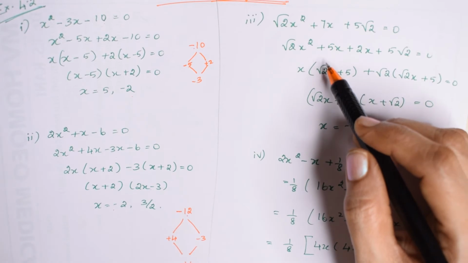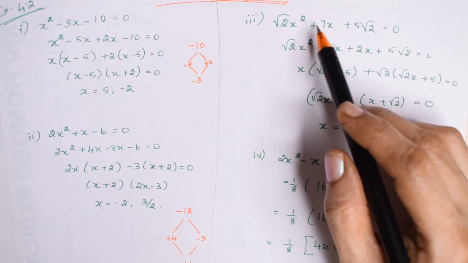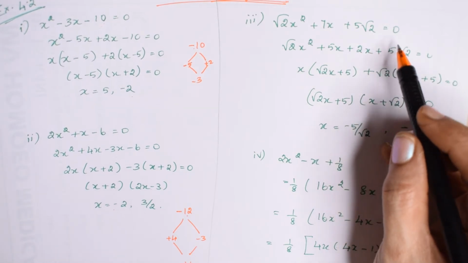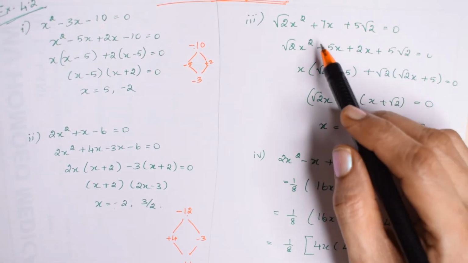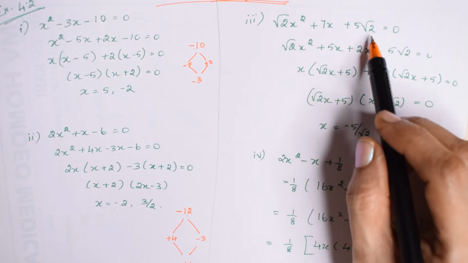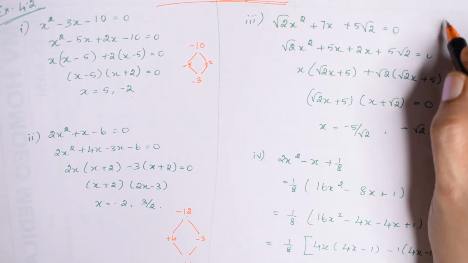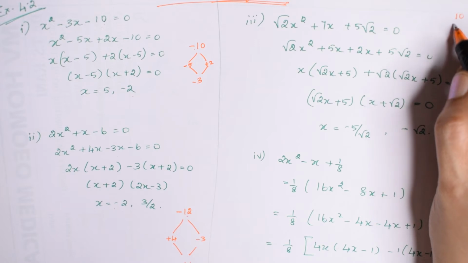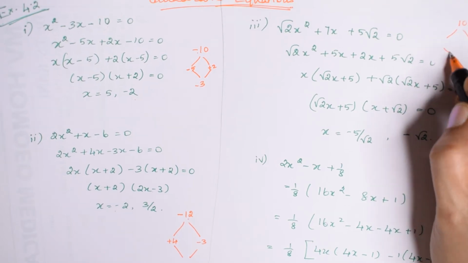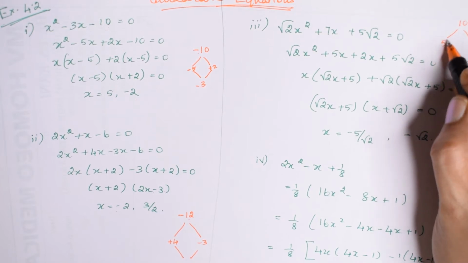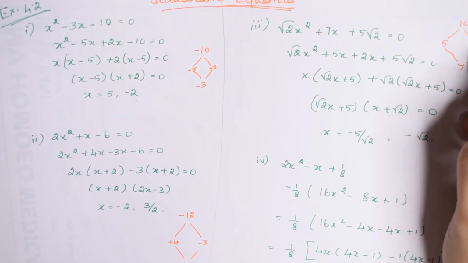Then the third sum here, square root of 2x square plus 7x plus 5 square root of 2 is equal to 0. Even though there is a square root, we need not bother. The product of the two numbers, square root and this number, will be 5 square root of 2 into square root of 2. So 5 into 2. 5 2s are 10. The product should be 10 and the sum of the two numbers should be 7. I have to find such numbers. All the numbers are positive numbers, so it is going to be easy. 5 2s are 10. 5 plus 2 is 7.